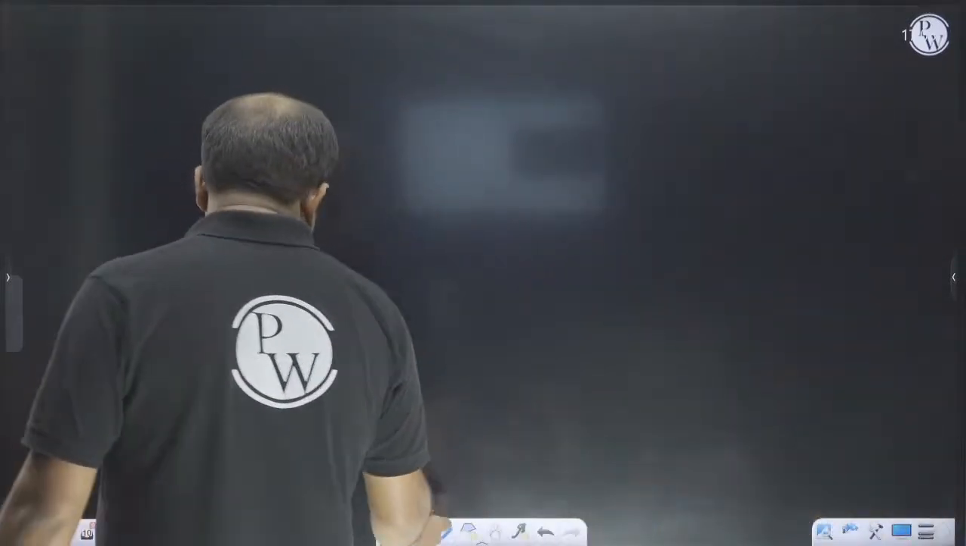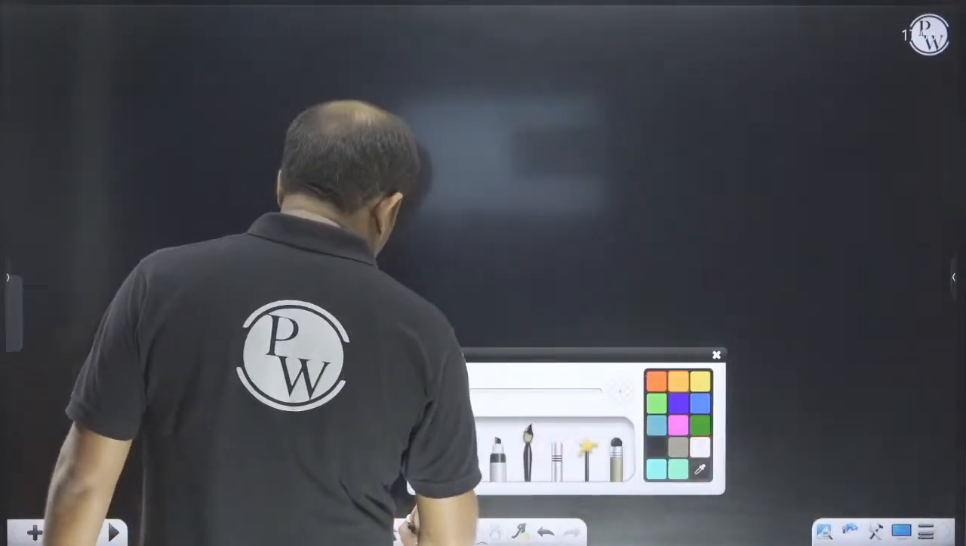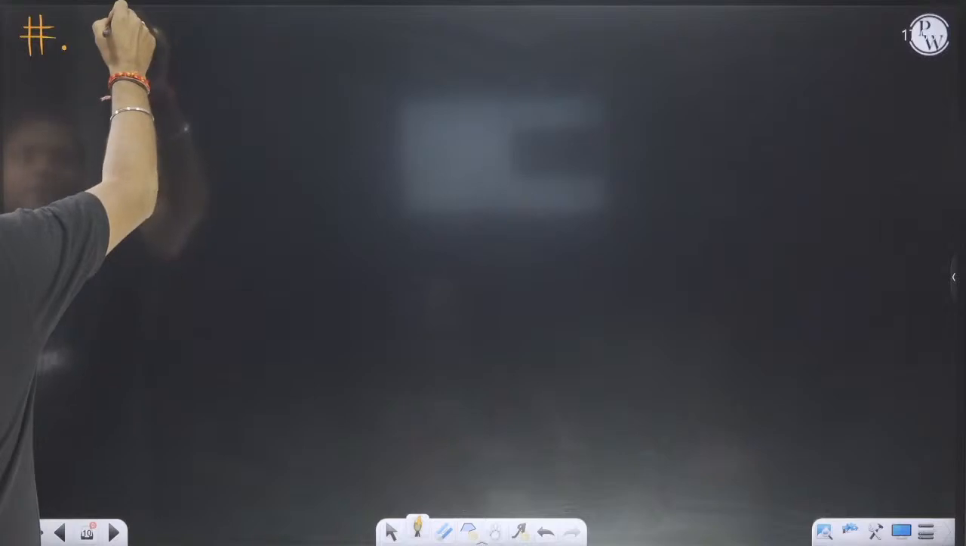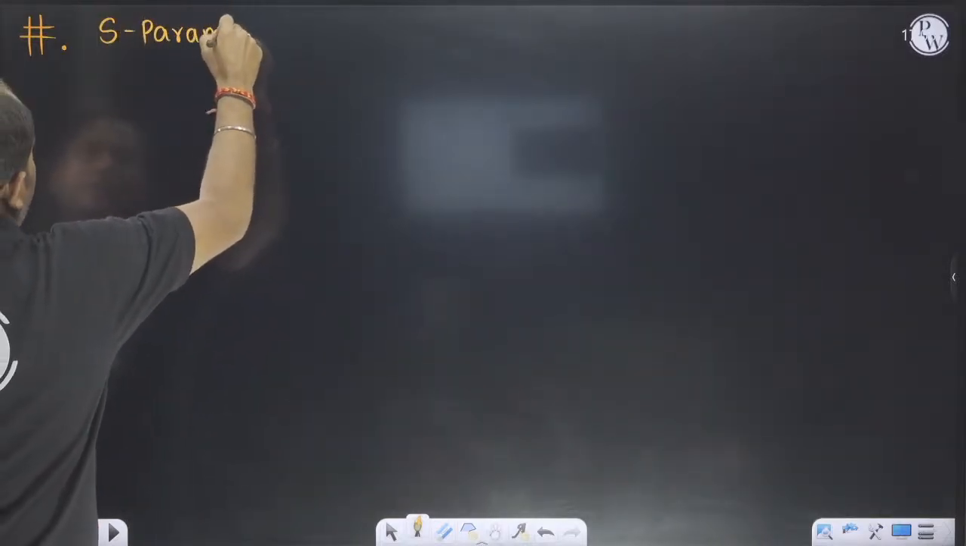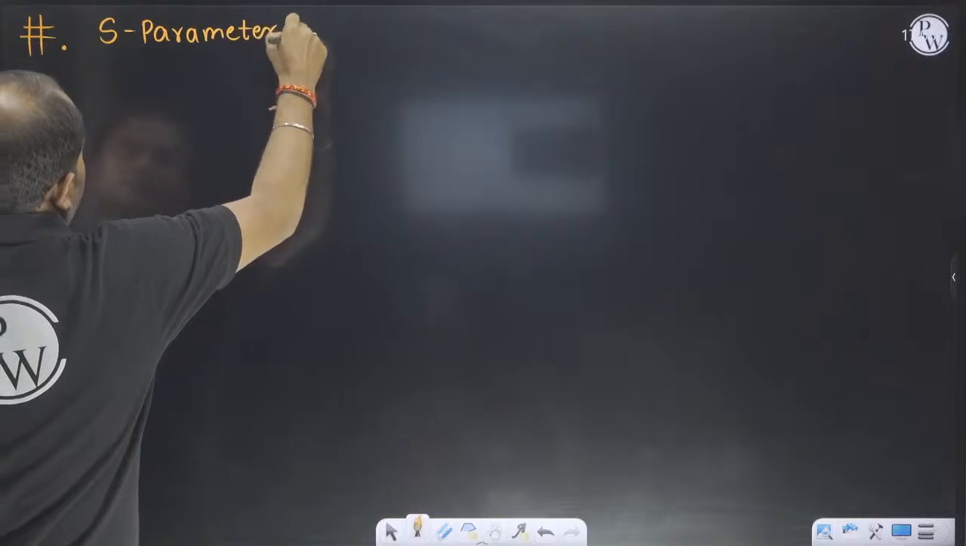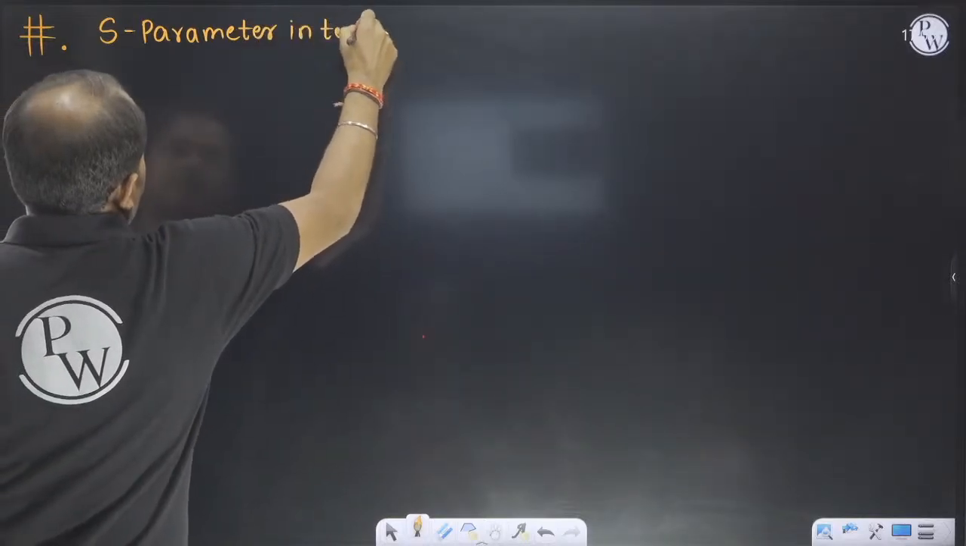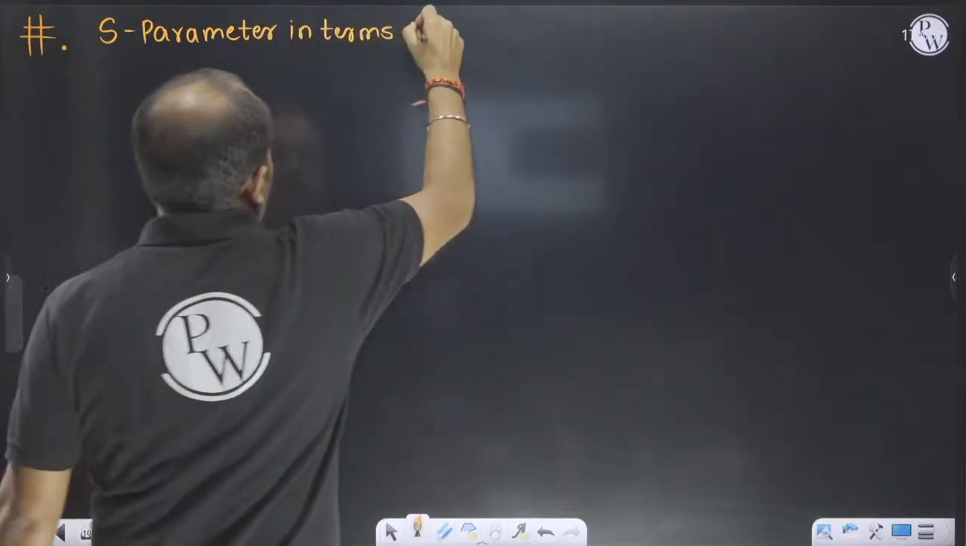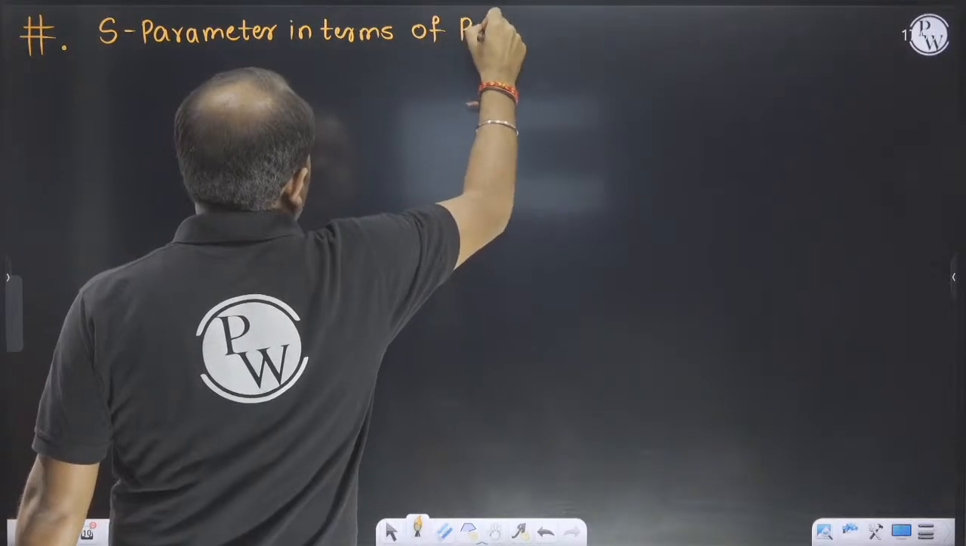First of all, we are going to discuss the power condition. What is the power condition? So the power condition is something like that. The S parameter in terms of power. We are going to discuss the S parameter in terms of power.